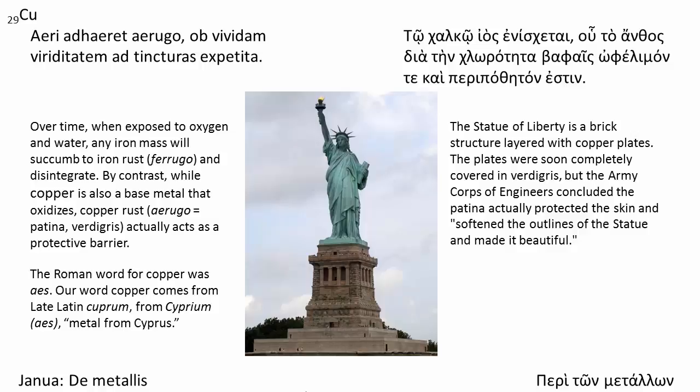Iron will succumb to iron rust, ferrugo, and disintegrate. By contrast, while copper is also a base metal that oxidizes, copper rust, aerugo, which we call patina or verdigris, actually acts as a protective barrier. The Statue of Liberty is a brick structure layered with copper plates, and the plates were soon completely covered in verdigris, but the Army Corps of Engineers at the time concluded the patina actually protected the skin and, quote, softened the outlines of the statue and made it beautiful. What do you think?